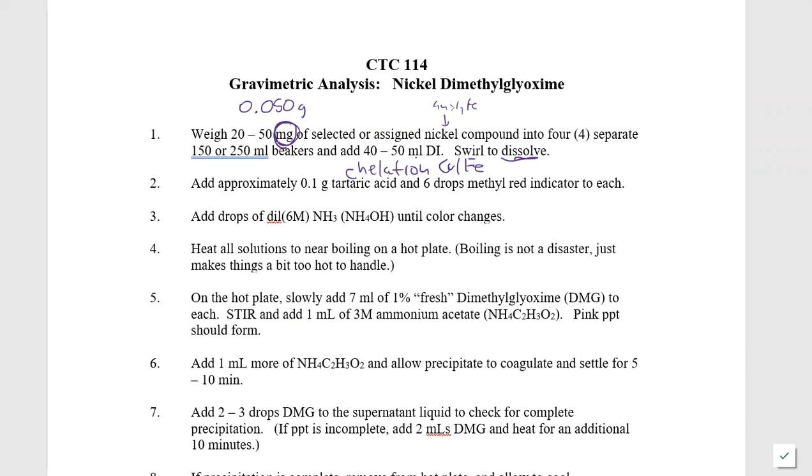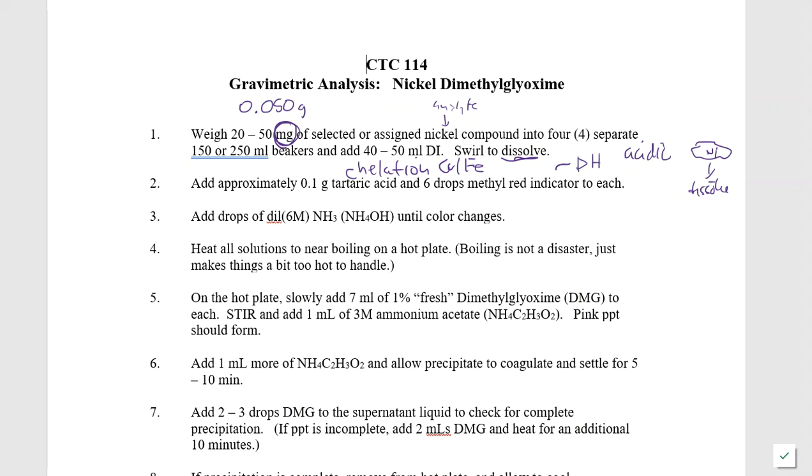Now, what about the methyl red? Okay, so the methyl red indicator is going to be a pH indicator. The pH of this reaction is very important. The pH of this reaction really determines if nickel is going to precipitate out or not. Because what happens here is that if the pH is acidic, then this compound that we are going to be forming with nickel begins to dissolve.